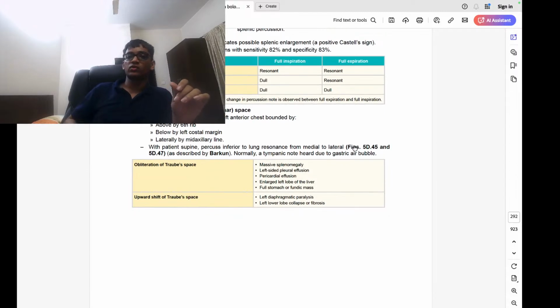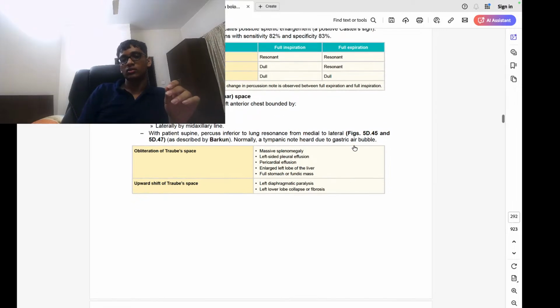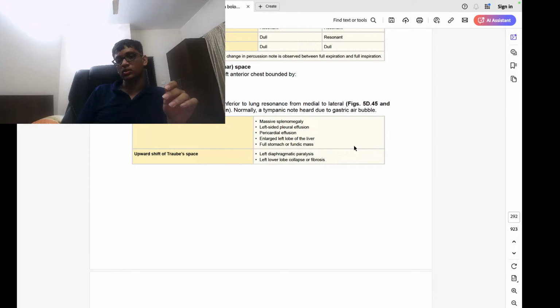Percussion of Traube's space. It is a semilunar space in the left anterior chest, bounded above by the 6th rib, below by the left costal margin, and laterally by the mid-axillary line. In this space, with the patient supine, the area inferior to the lung is resonant from medial to lateral.